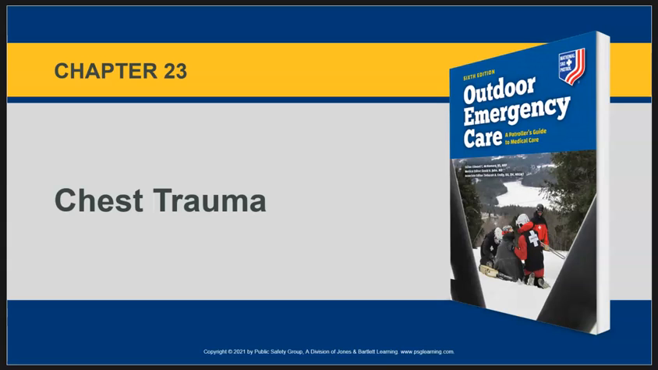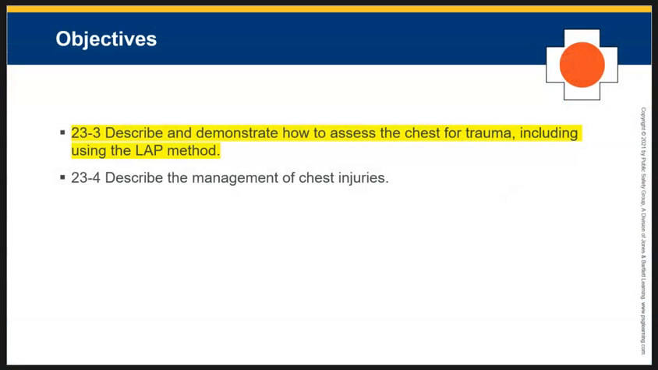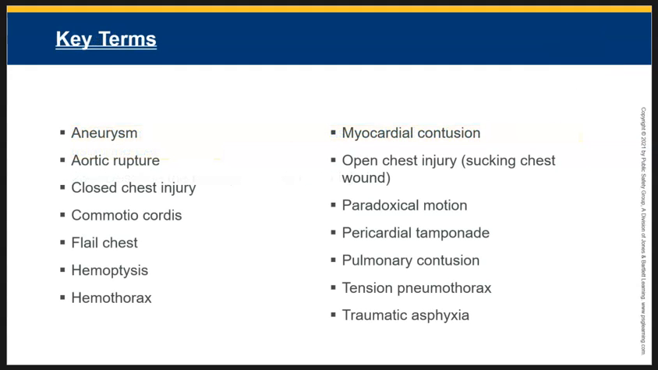This video continues Chapter 23 of OEC6, Chest Trauma, by specifically looking at the assessment of a patient who has experienced chest trauma. A couple of key terms to consider here. We'll be referring to what we saw with chest injuries, in particular, observing for paradoxical motion.